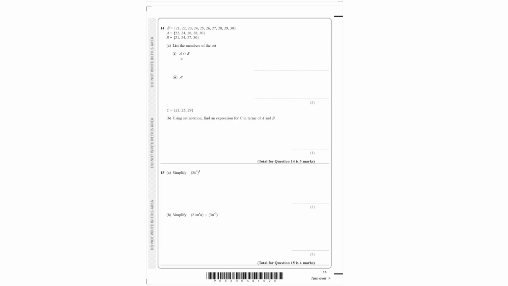So question 14, we have a list of sets. List the members of the sets A intersection B. So intersection kind of looks like a bridge. And what happens when you bridge a conversation? You find what's common. So what's common between A and B?